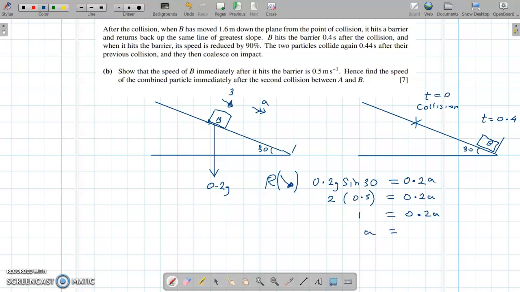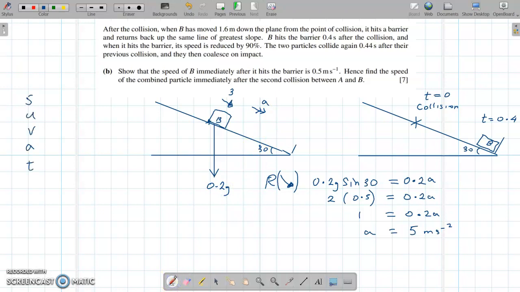So A is 1 divided by 0.2, which is 5. So we've worked out the acceleration is 5. It's constant acceleration because this is our only force and this is constant. If you have a constant force, you have a constant acceleration. If you've got a constant acceleration, we can use SUVAT.